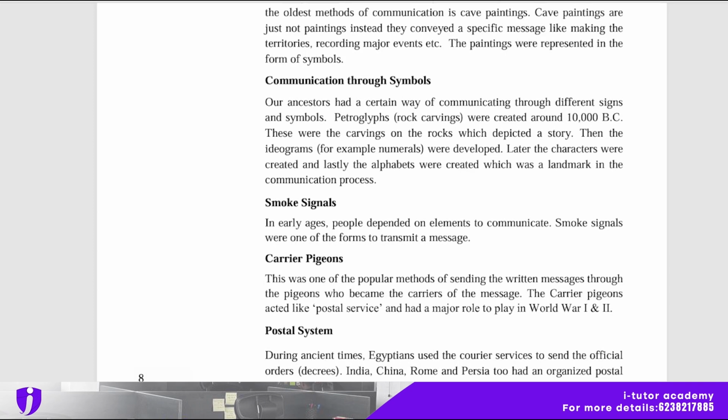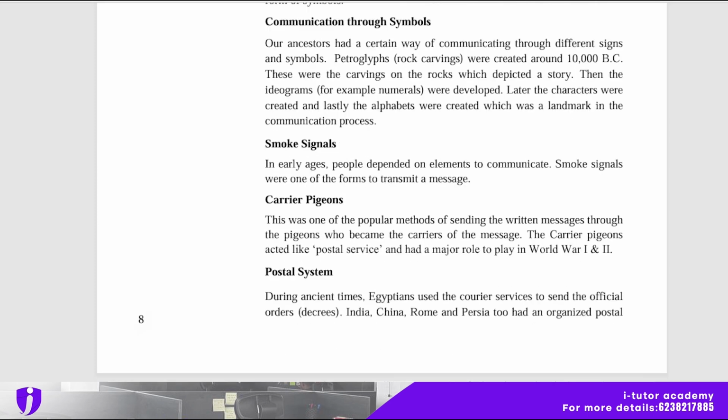Okay, so smoke signals. In early ages, people depended on elements to communicate. Smoke signals were one of the forms used to transmit a message. People living in forest areas used this method to communicate. Carrier pigeon.